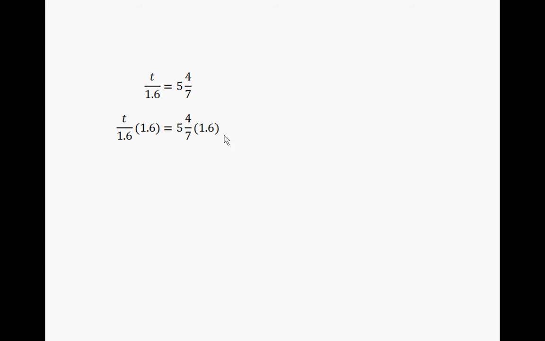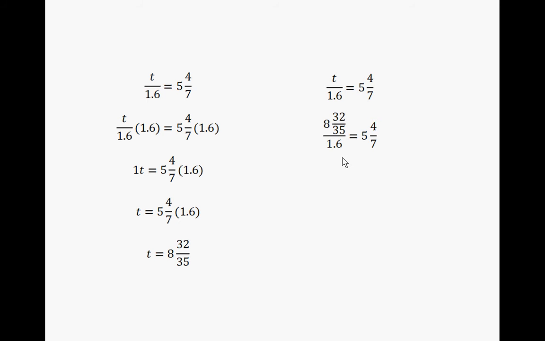If we do that to one side of the equation, we do it to the other. So 1t is equal to 5 4/7 times 1.6. The 1 disappears again because it is invisible, it is implied. And so all we have to do is simplify 5 4/7 times 1.6, which in this case is 8 and 32/35.